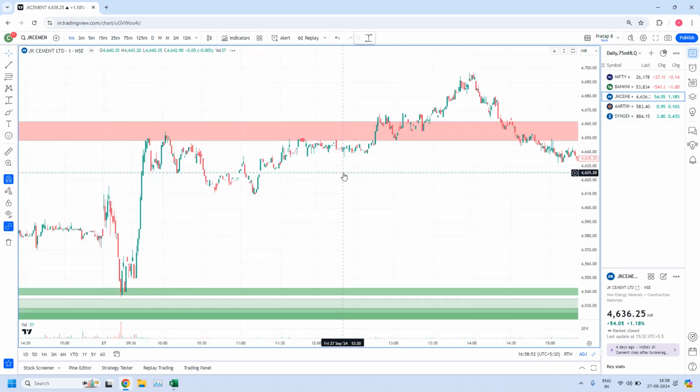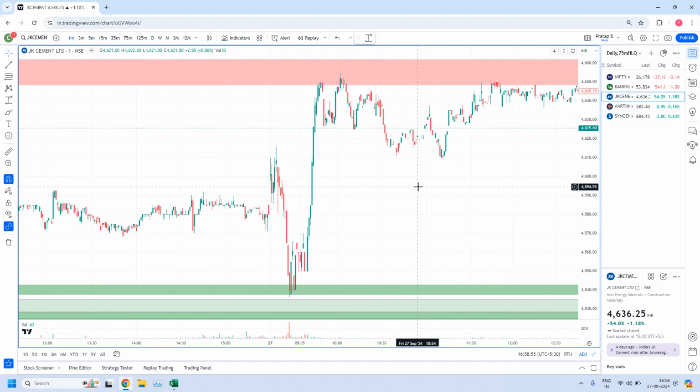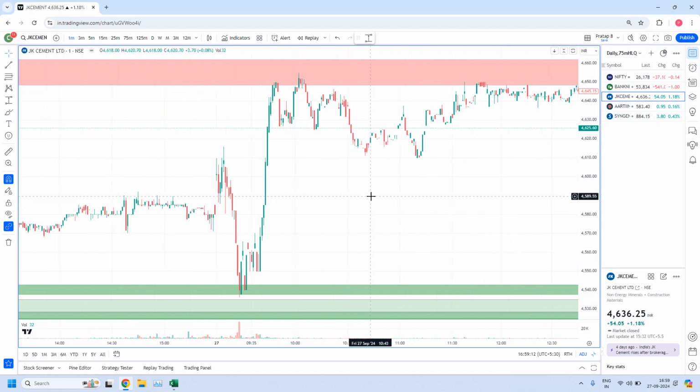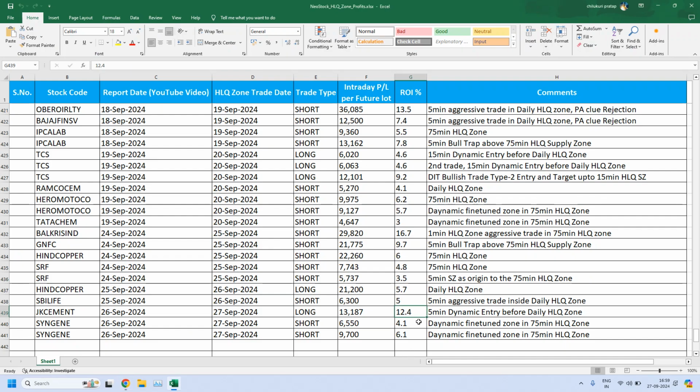So the exact 1 minute candle we will see. You got the trade in this candle, 9 o'clock 28 minutes. Reached the target in this candle, 9 o'clock 47. That means in 19 minutes you completed your trade, that means 20 minutes. And how much ROA did you gain? 12.4% ROA you gained in just 19 or 20 minutes. That's excellent.